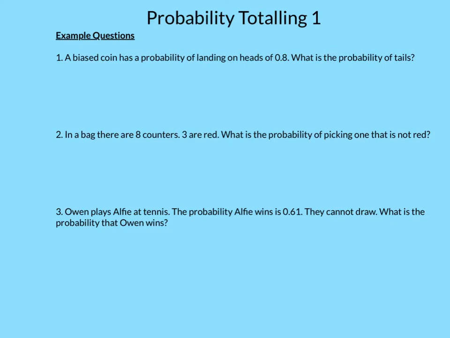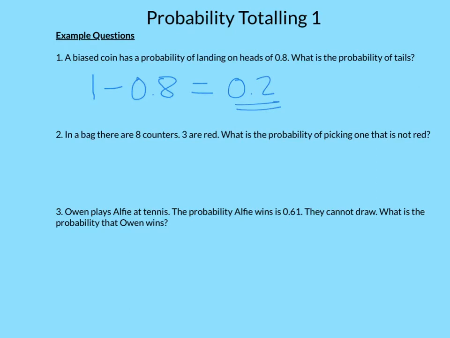A biased coin has a probability of landing on heads of 0.8. What is the probability of tails? Well, the total probability is always 1. You can only get heads and tails. So I can do 1 minus 0.8 equals 0.2.